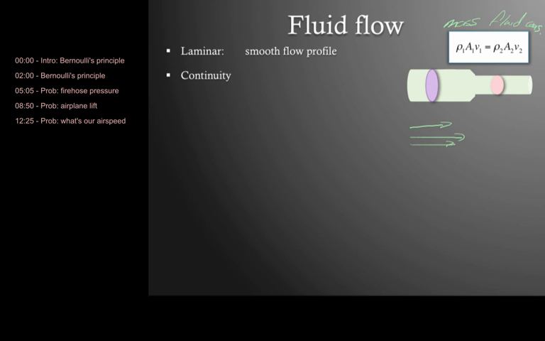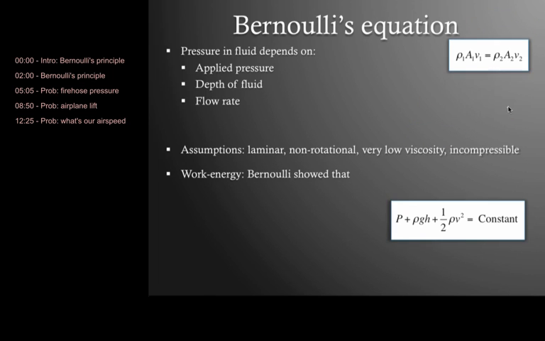So this brings us to Bernoulli's equation. A few things that we need to go back over is that the pressure in the fluid depends on the applied pressure. So if you have some system like this, you have some pressure over on this end, some pressure over on this end, and the water is going to flow something like this, flowing to the right. So if you have some pressure difference here, it's going to cause the fluid to flow.